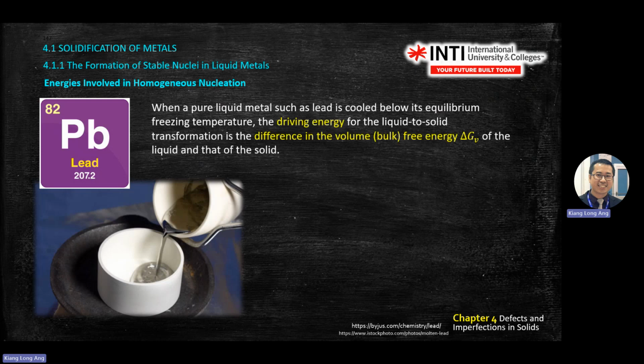Okay, so let's say we have lead, Pb, a pure metal. When we cool down to its equilibrium freezing temperature, the energy will transform the liquid to solid with a different energy, delta G. This is bulk energy, delta G_V. You see the small subscript V here is the volume. It means per volume.